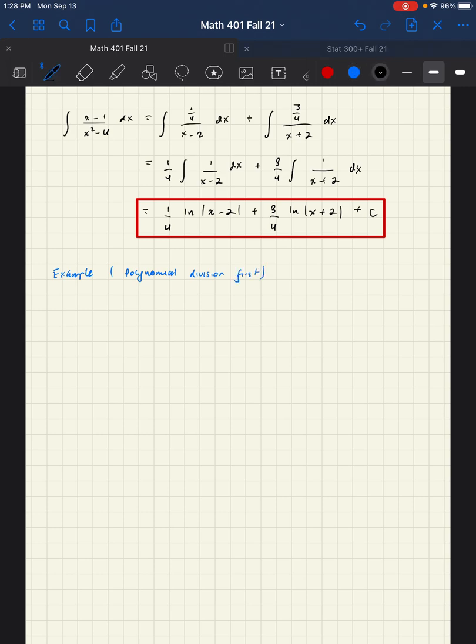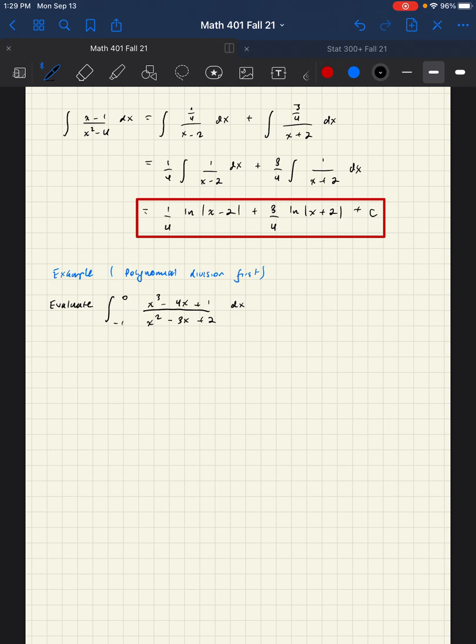So we're going to evaluate the integral from -1 to 0 of (x cubed minus 4x plus 1) over (x squared minus 3x plus 2) dx.